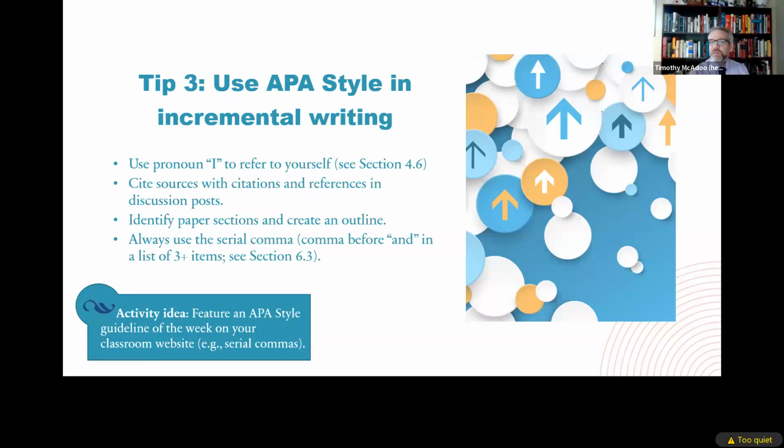All right. So our third tip is to apply aspects of APA style writing to incremental writing. That is the writing that students produce along the way to writing a full paper. For example, in a discussion board post, students should use the pronoun I to describe their own thoughts rather than referring to themselves in the third person. And this probably will come naturally in that context. And then that can be used to reinforce that that's also correct in a paper.